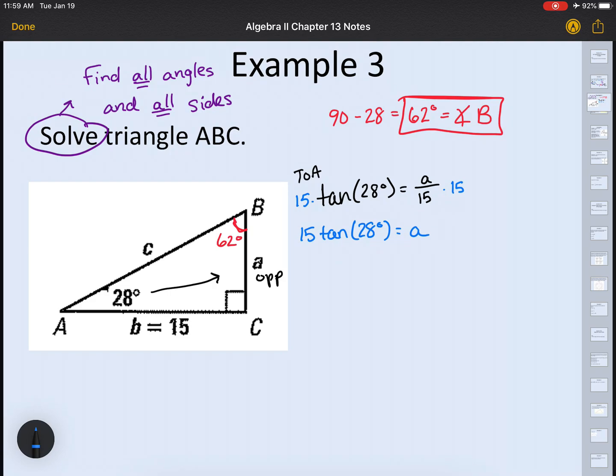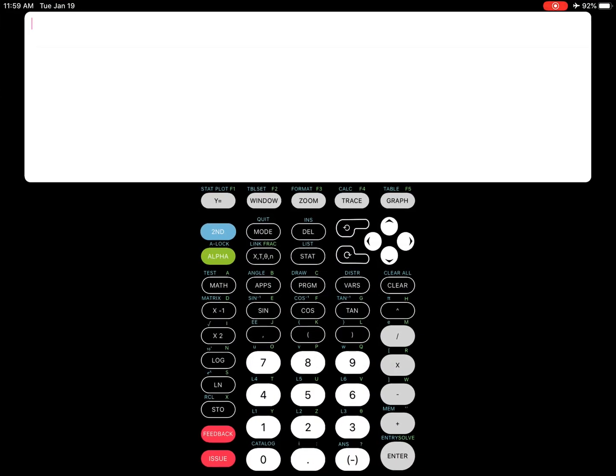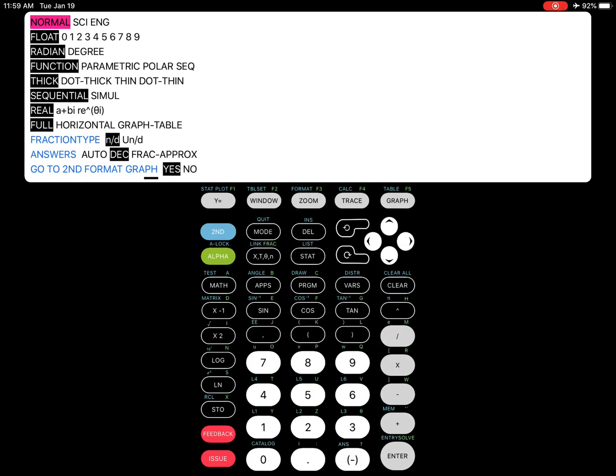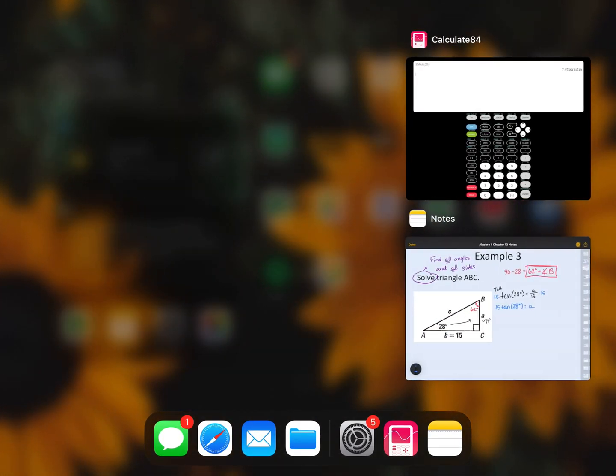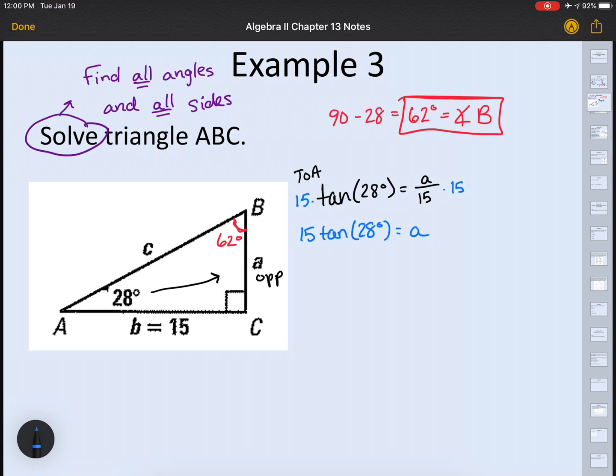Okay, so this is where the calculator is going to come in very handy. So if you go to your calculator, make sure to go to mode and then all the way down to degree and hit enter. We want it in degrees because that's what we're dealing with. Then hit second quit. So now what we want to do is 15 tangent, and here's a tan button, of 28 degrees. And if we hit enter, and let's say we round it to the hundredth, that is 7.98.